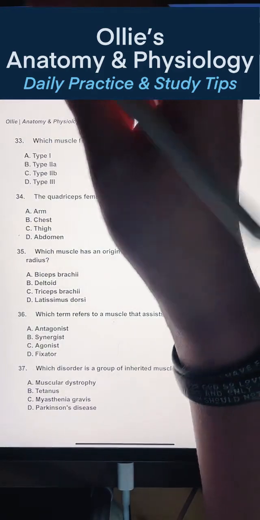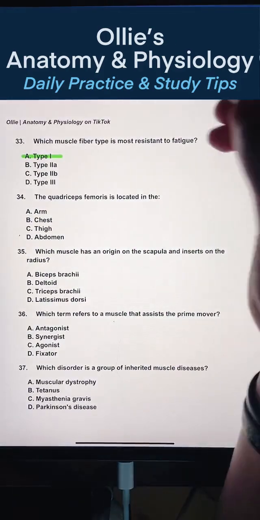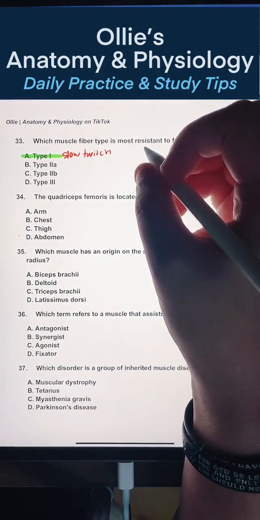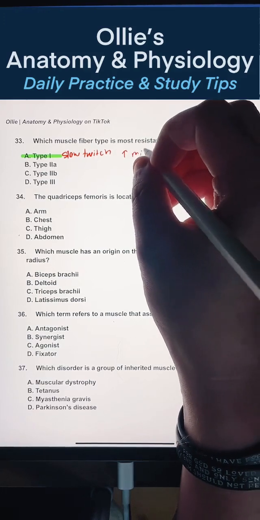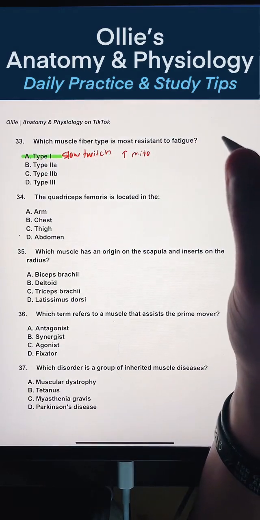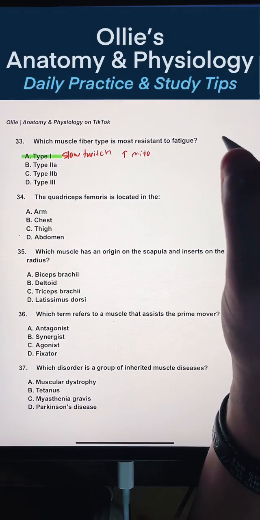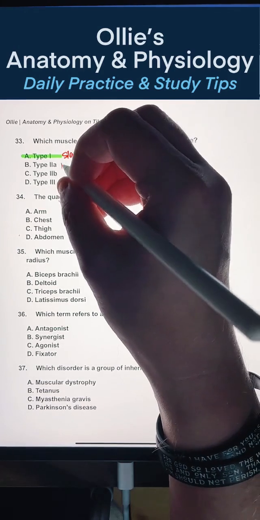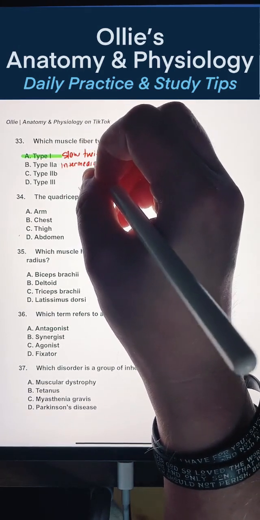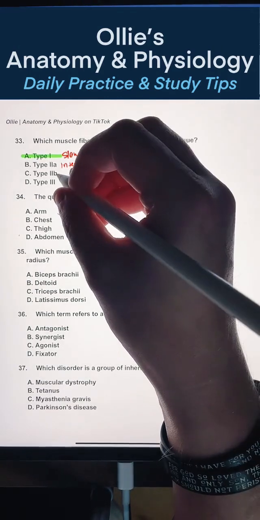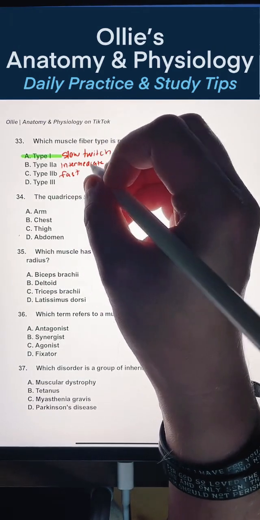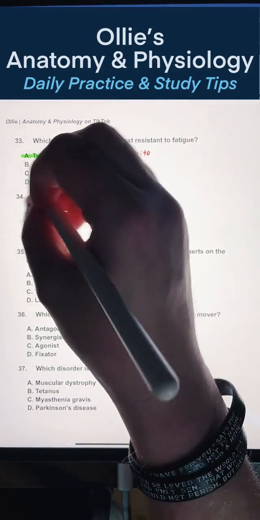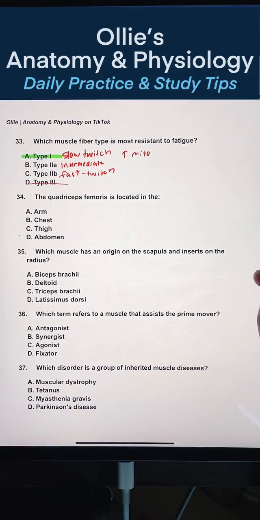But number 33, the answer is A. It is type 1. Again, so type 1 are slow twitch. They have a high level of mitochondria, which again provide energy. They use oxygen very efficiently. They are very fatigue resistant. Type 2A, these are our intermediate. A little less resistant. Type 2B, these are our fast twitch. They fatigue quickly. Type 3 is not a recognized type.